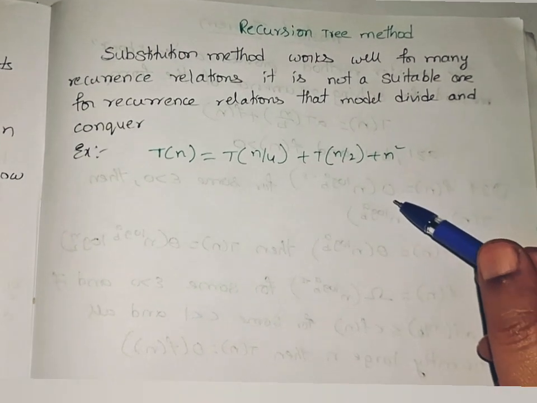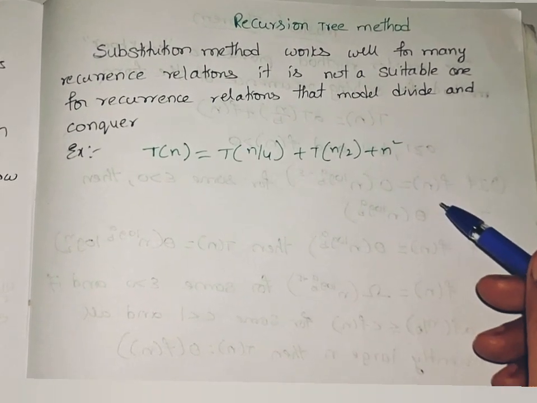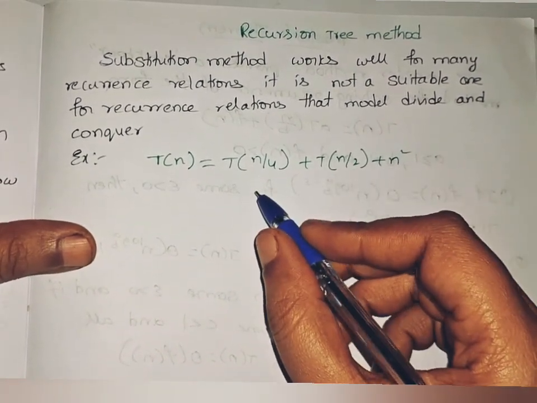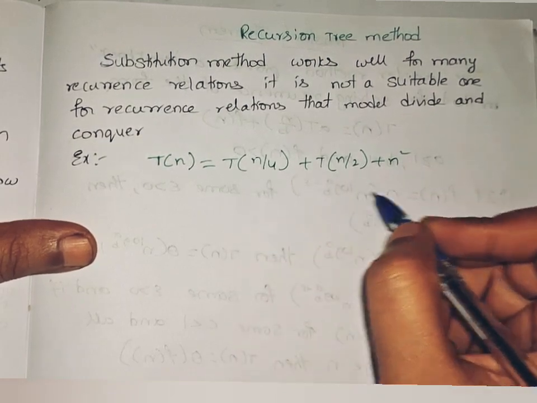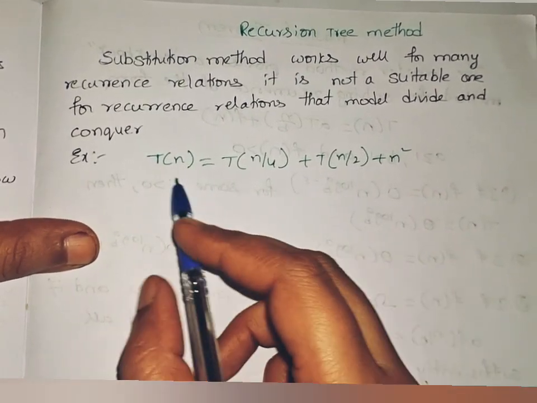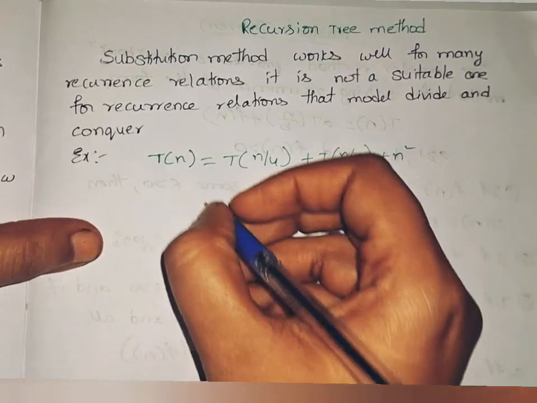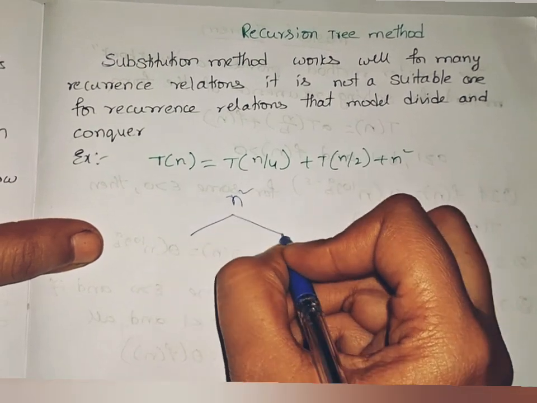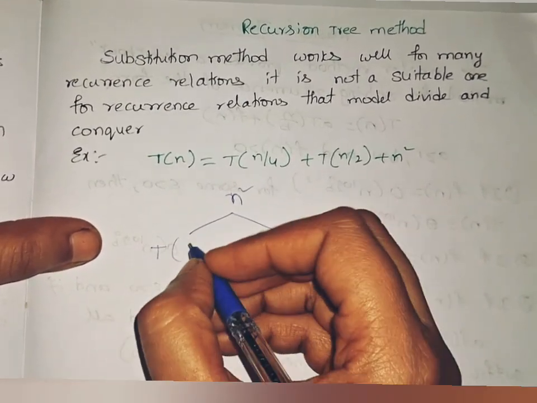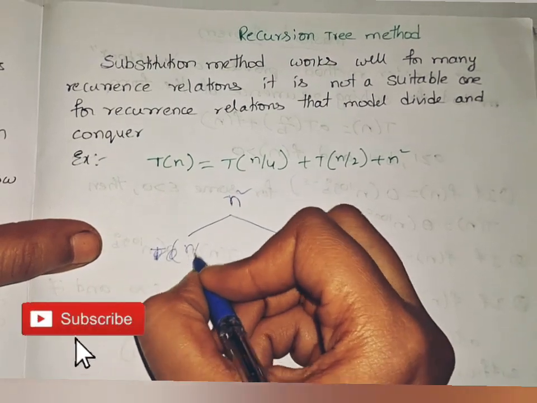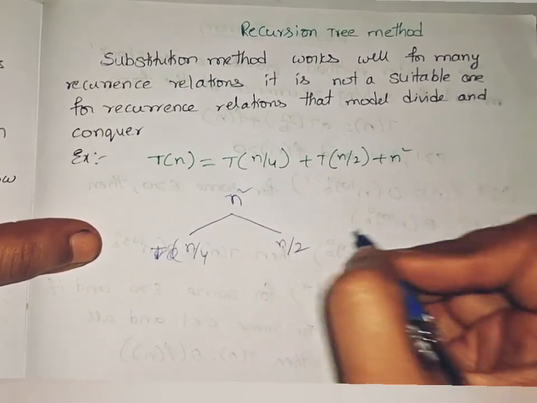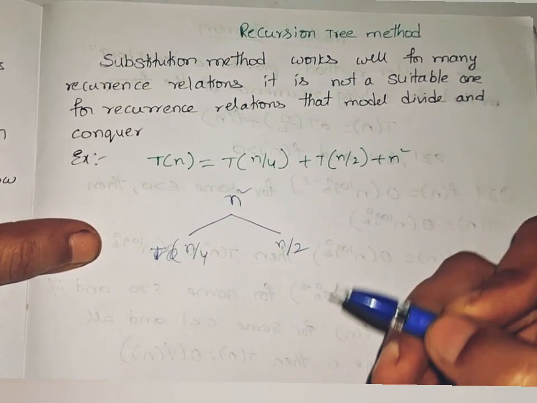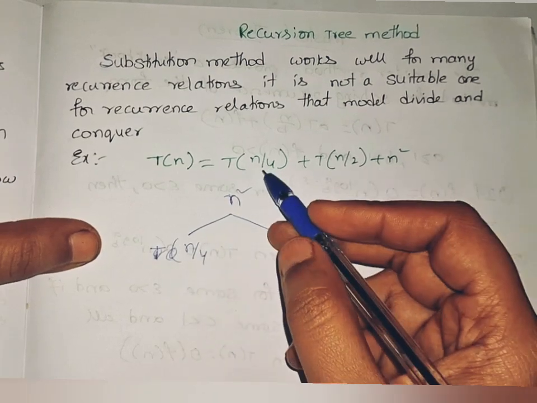So, for example, consider this recurrence equation: T(n) = T(n/4) + T(n/2) + n^2. Here n^2 is the actual cost of dividing the problem into a number of problems. So the problem of size n is divided into multiple problems, and we are dividing it into two parts, n/4 and n/2. The recurrence means we are recursively applying this value in the given relation.